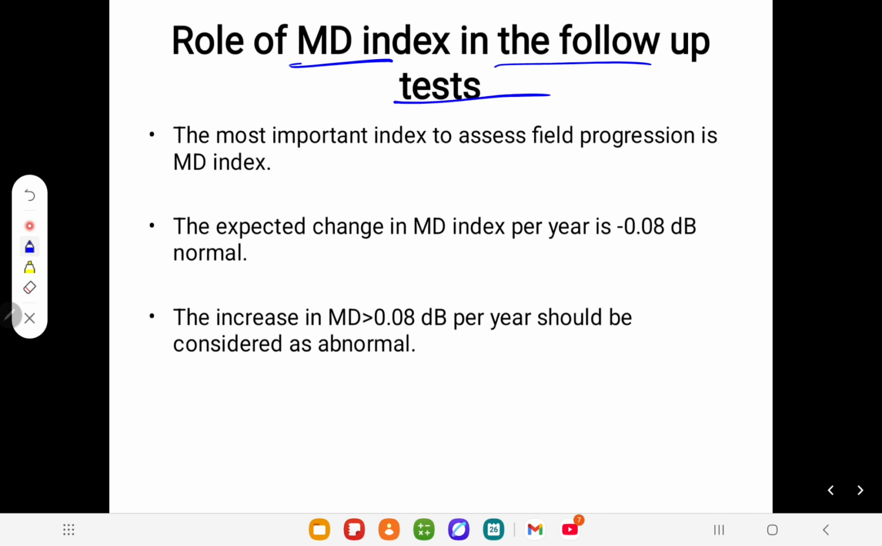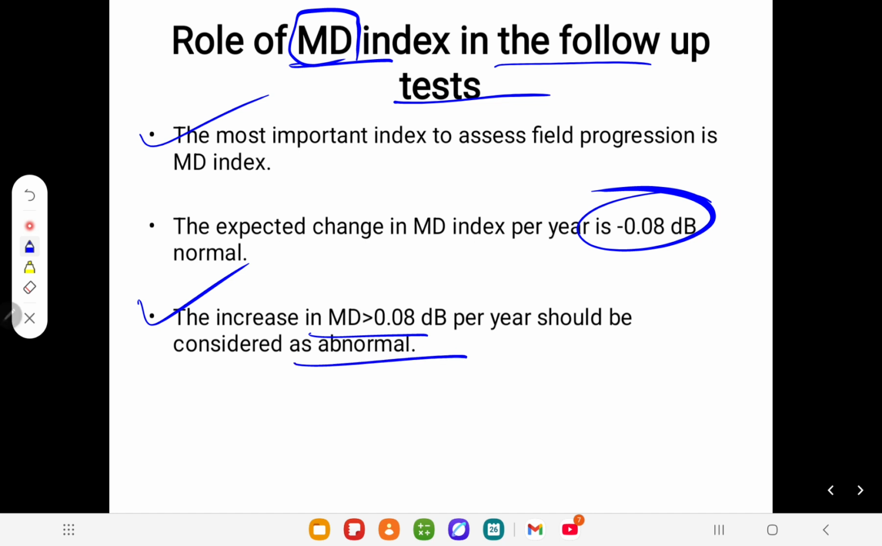So the most important parameter in follow up is mean deviation. Sometimes people feel that it is pattern standard deviation. No, that's mean deviation. Another thing that we have discussed already: every year a 0.08 decibel decrease in mean deviation is normal. But in follow-up, just remember, if the rate of decrease of mean deviation is more than 0.08 per year, then you should consider it abnormal and you should think about it. There is very much to do with the mean deviation.